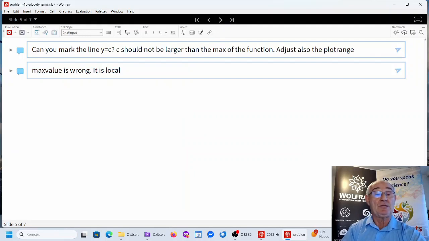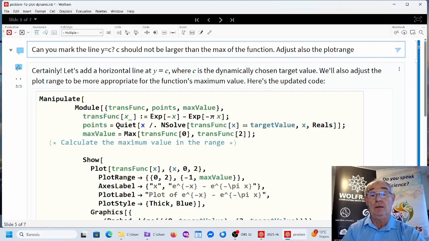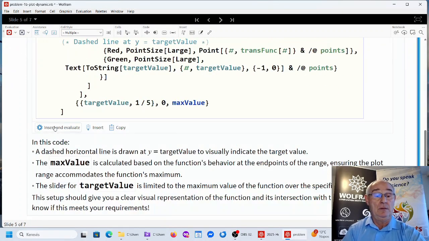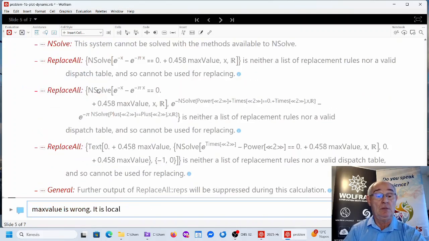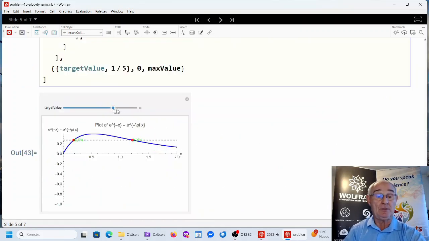My next question is, can you mark the line y equal to c? c should not be larger than the maximum of the function, and also adjust the plot range. Look at it. Somehow it's wrong. I said that the max value is wrong. Now it looks better. So basically the figure is correct.